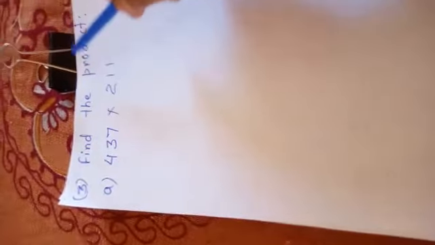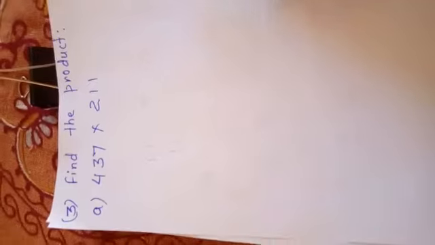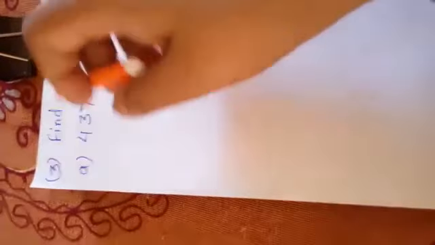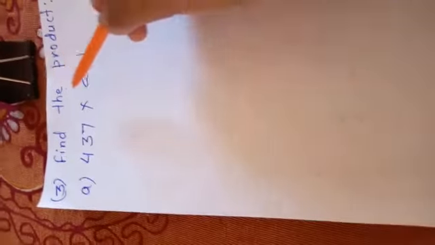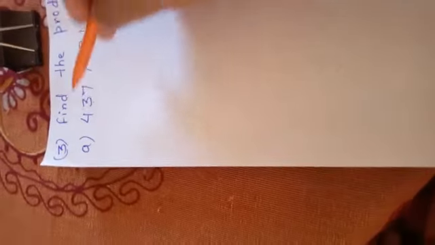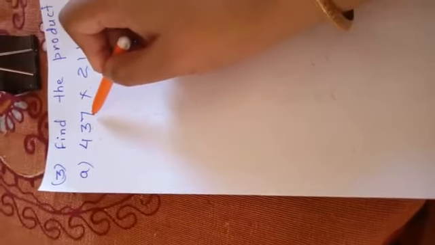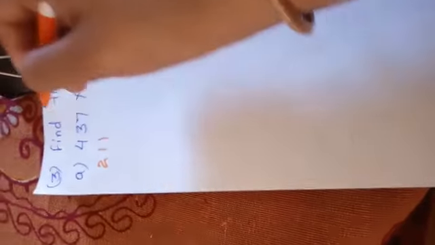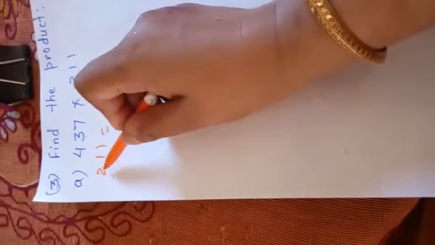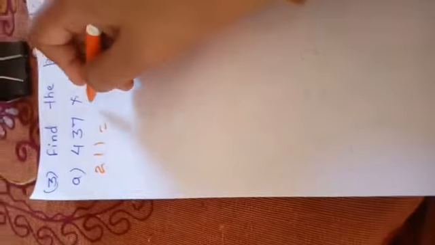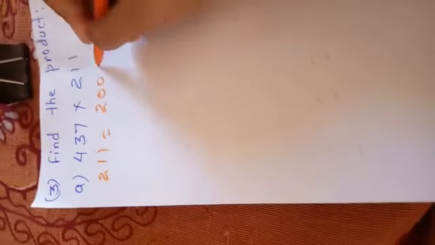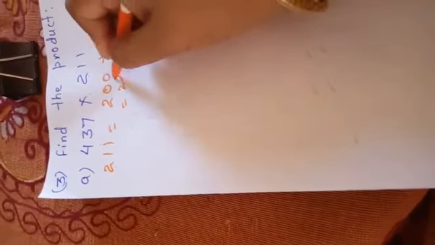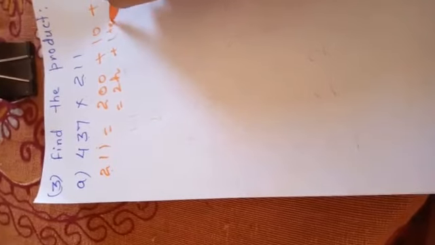Now come to the children. Question number 3. Find the product. Product and multiplication, their meanings are the same. So A, I'm going to deal with it. 437 into 211. So this 437 is a multiplicand and 211 is a multiplier. So I will write this multiplier in expanded notation according to the place value of the digit. The place value of 2 is 200, then plus 10 plus 1. It means in another language 200 plus 10 plus 1.